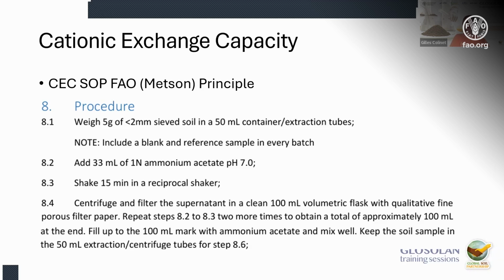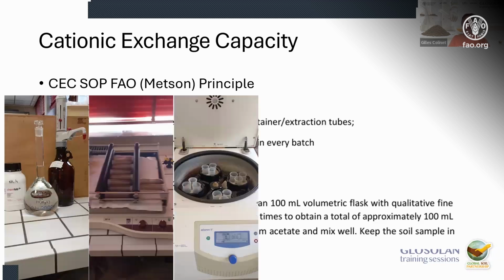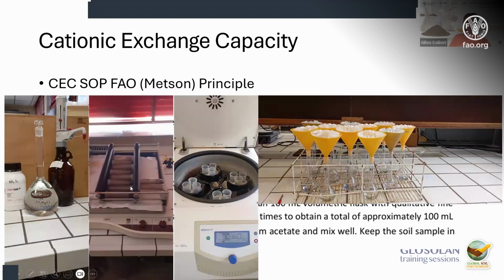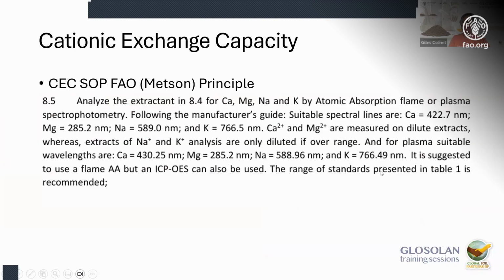So you had 5 grams of soil in 100 milliliters of extraction solution, and in that extraction solution you have all the cations that you wanted to measure. So that's the various steps here. You have the products, you shake, centrifuge, you filter, and then you level at 100 milliliters. And with that you can do the measurement of the cation. Usually you have to make dilutions and so on.